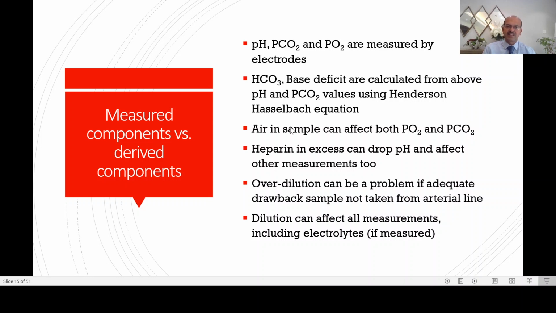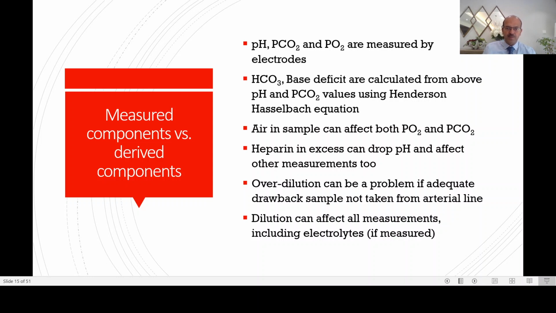If you have contamination in the form of air in the sample, it can affect both the PO2 and the PCO2. Room air has a PO2 of 150, for example, and if you're contaminating with air, your PO2 tends to go up when your PO2 is below that. PCO2, of course, will drop significantly if there is air contamination, because room air has hardly any PCO2. Heparin in excess can drop the pH and affect other measurements as well.